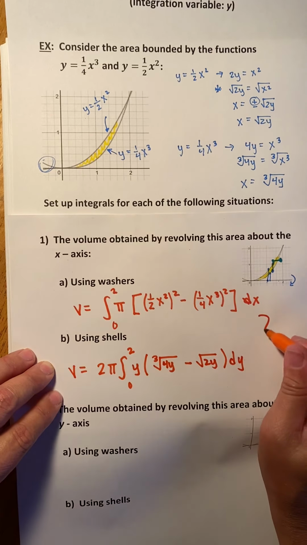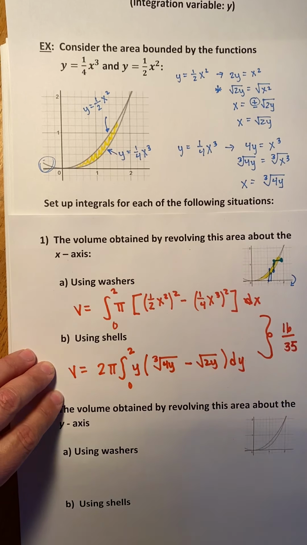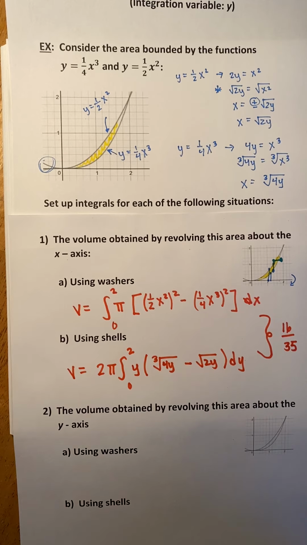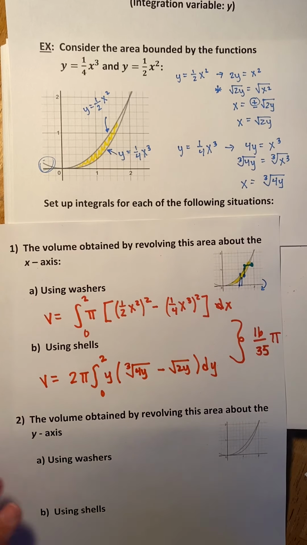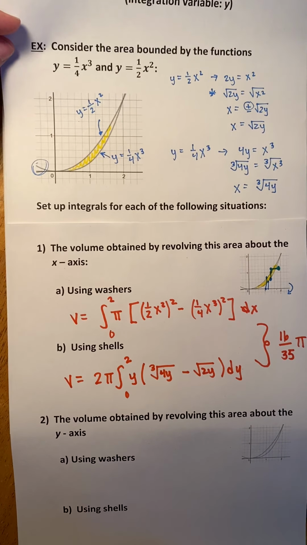And when you integrate these, I got 16 over 35 for both of them. So see if you can integrate both of those, pi, don't lose the pi, and see if you can integrate them and get the same result. Because the only way you get good at integrating is by doing lots of integrals.